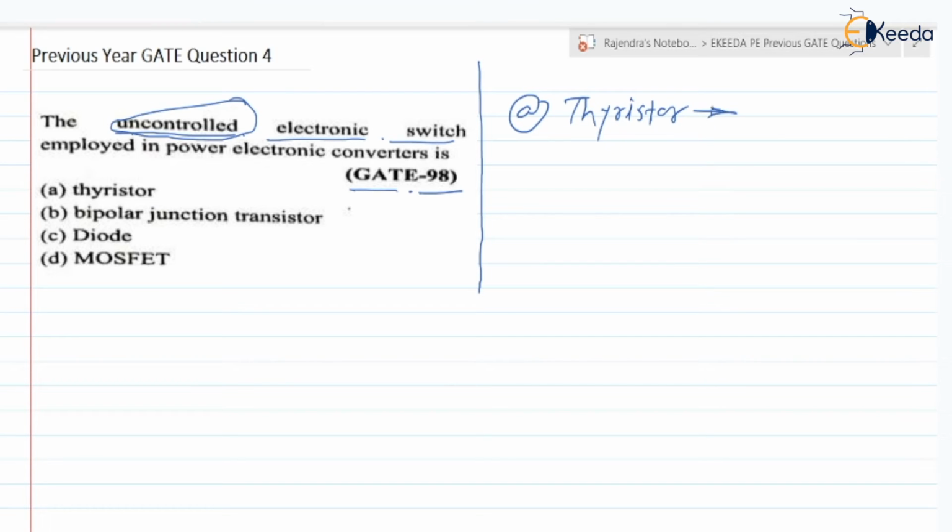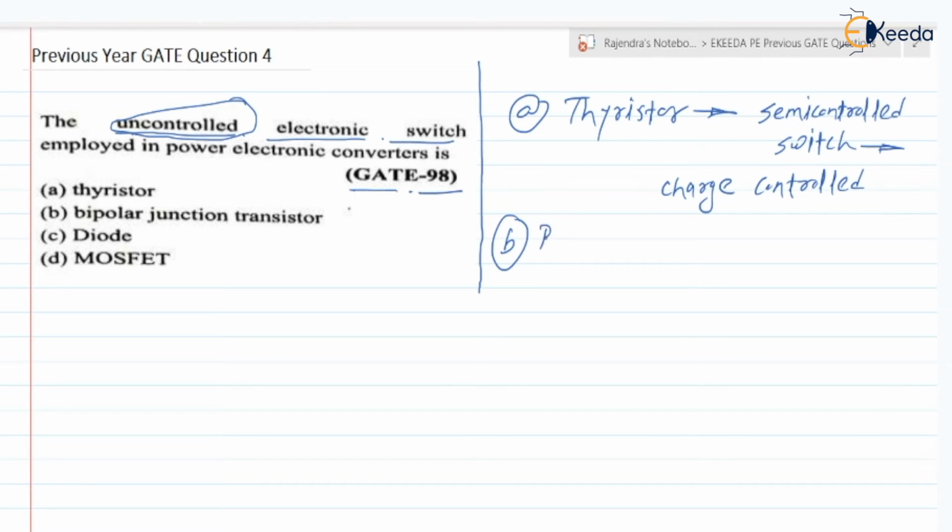At the time of the thyristor we have discussed that the thyristor is a semi-controlled switch, right? Semi-controlled means it can be turned on by using the gate signal, but if you remove the gate signal, it will not turn off. It cannot turn off. That's why it is known as a semi-controlled switch. And it is a charge controlled device. Thyristor is a charge controlled device or switch.